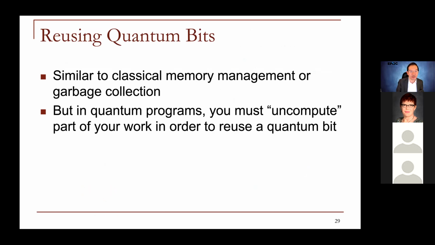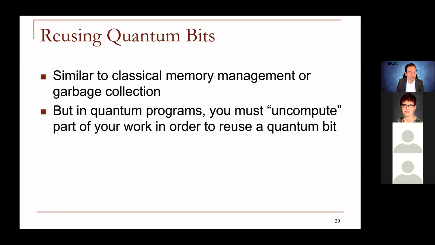And this is an interesting problem because it's similar to managing your memory on a classical computer, or something we might call garbage collection, which is essentially reclaiming the memory that you're not using anymore. But a very interesting and significant cost here is that we have to do uncomputation, right? So we actually have to remove the relationship between a qubit that's no longer used and the result of that we carry forward in our computation.